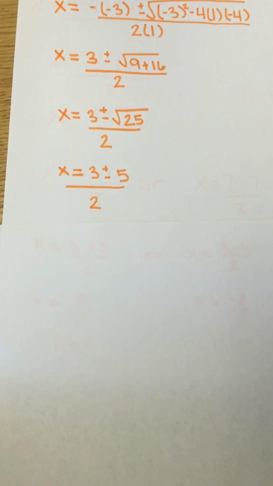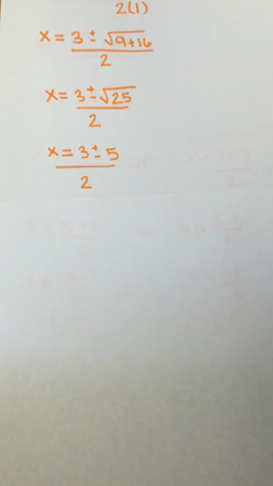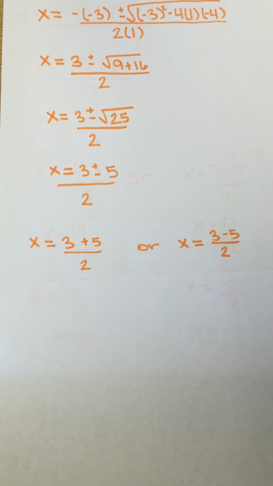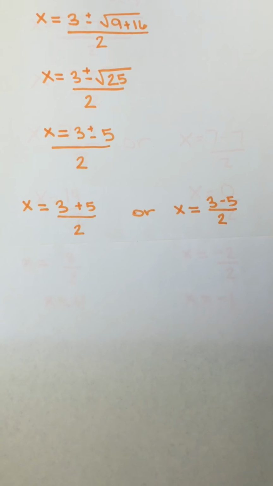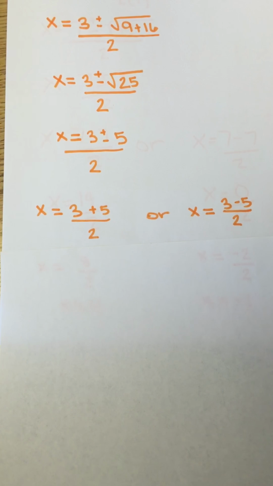Since you have to keep finding x, there's going to be two different answers because there's a plus and a minus. X equals 3 plus 5 divided by 2, or x equals 3 minus 5 divided by 2.